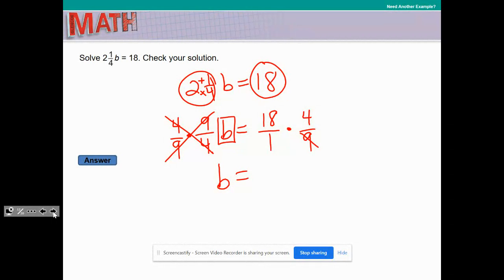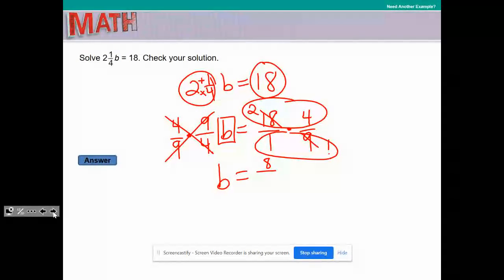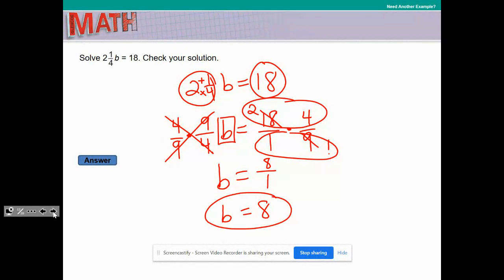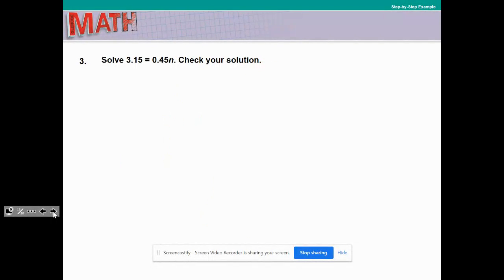And then we can cross simplify. 9 goes into 9 once, 9 goes into 18 twice, and we have the numerators, 2 times 4 is 8. The denominators, 1 times 1 is 1. So we get b equals 8. There we have it. 8 is great. Now we could substitute that in and check, but I'm not going to bother with that right now just for sake of time. All right.